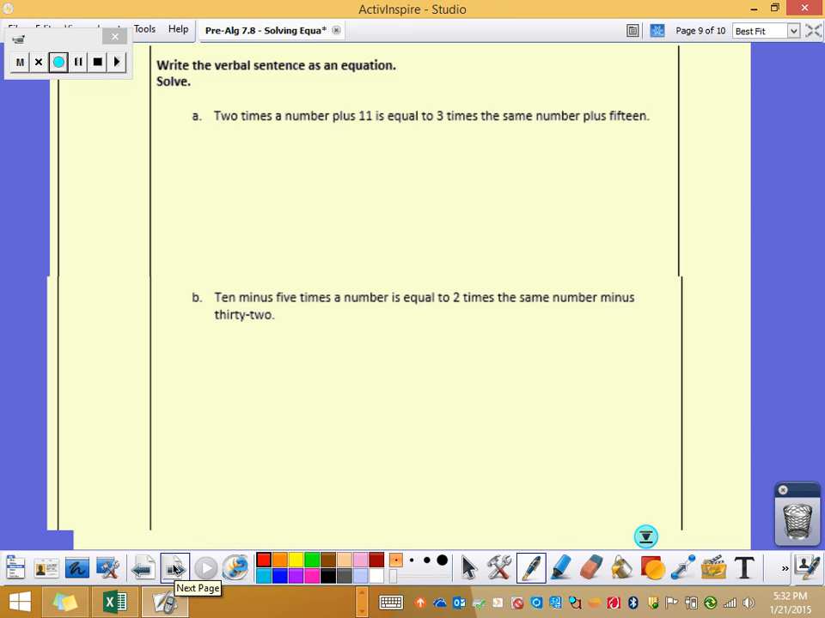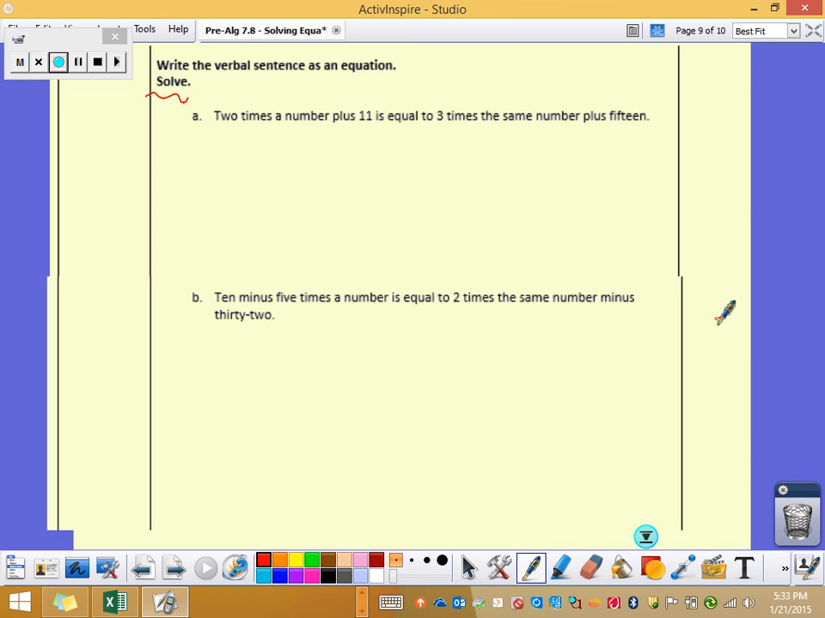This deals with getting a sentence, and you need to write this sentence as an equation and then solve it. Don't forget that last part, solve. So you're just going to write down exactly what you hear. First, I'm going to read it, and then we're going to see if we can try and pick it apart. 2 times a number plus 11 is equal to 3 times the same number plus 15.